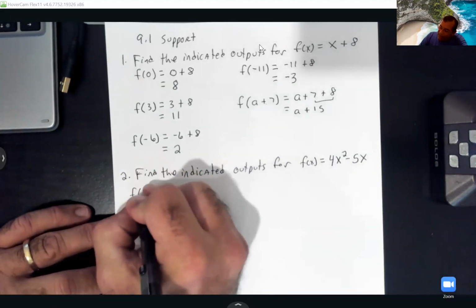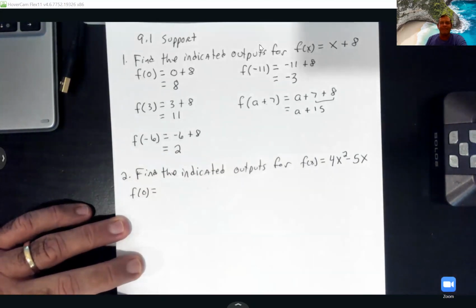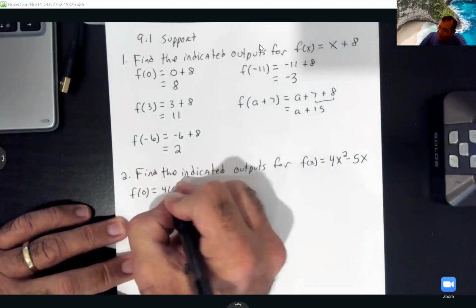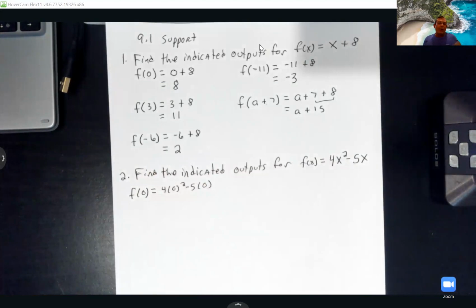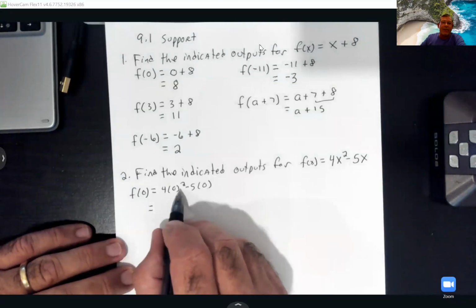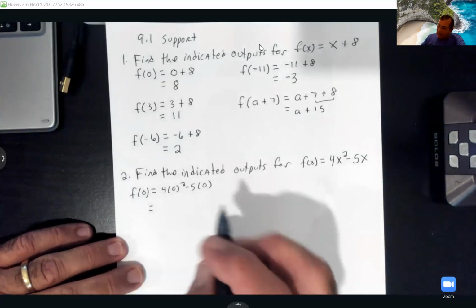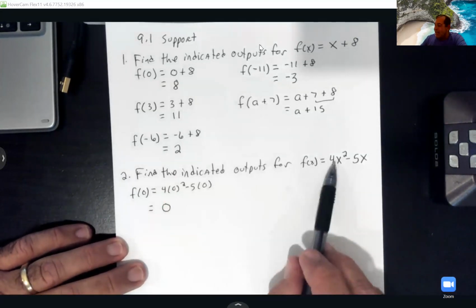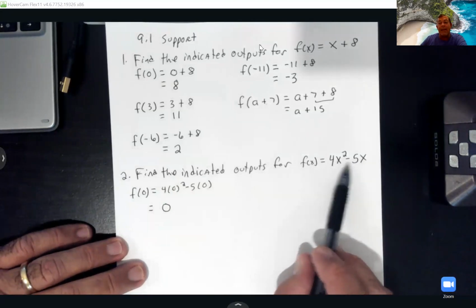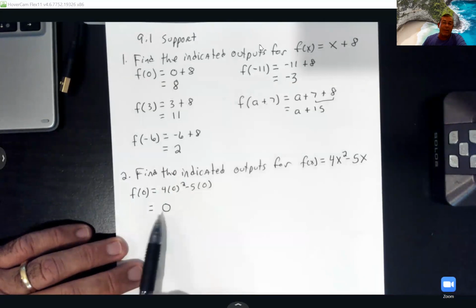Getting used to these x squareds. But y'all, this one starts out with an f of 0 also. That'd be 4 times 0 squared minus 5 times 0. So we're just trying to get you a lot more practice at plugging these numbers in. So what's that give me? Good job, big old 0, because 0 times 4 is 0, minus 5 times 0 is 0. Anytime you're putting a 0 in and everything's got an x in it, it's always going to be a 0.